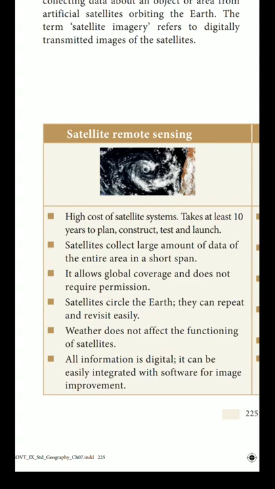So, about satellite remote sensing, it is a high cost of satellite, and it will take 10 years. It can collect more data within a short period, and it also covers global coverage. The satellites will always circle the Earth, and it can repeat and revisit easily. Here the weather won't affect this satellite. So all information is digital only. It can be easily integrated with the software for image improvement.